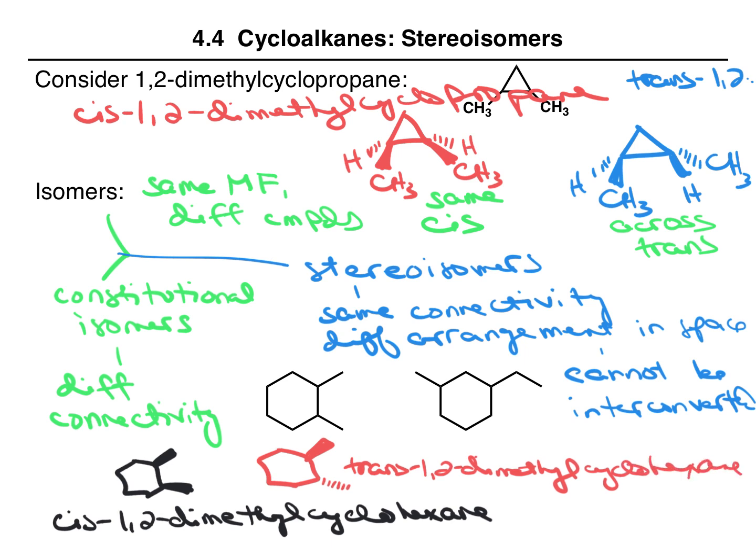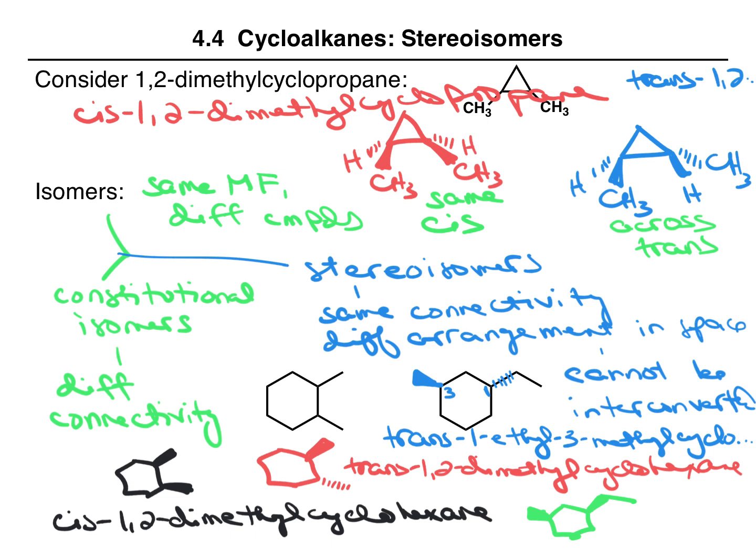With the next compound, remember we named it with this as carbon 1 and this one as carbon 3, and it's possible to have it where the methyl group is forward and the ethyl group is back. This would be trans-1-ethyl-3-methylcyclohexane. Or if we had our cyclohexane ring, and here our methyl group is coming forward, and our ethyl group is coming forward, then this would be the cis stereoisomer. So it would be cis-1-ethyl-3-methylcyclohexane.